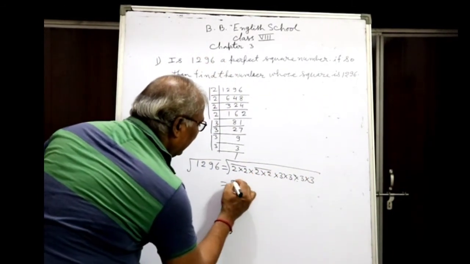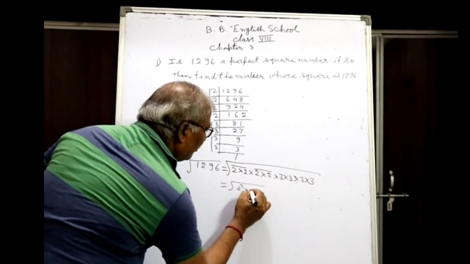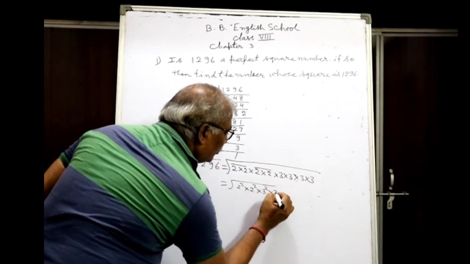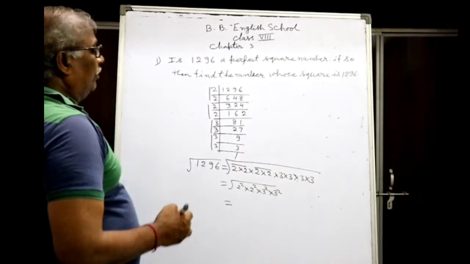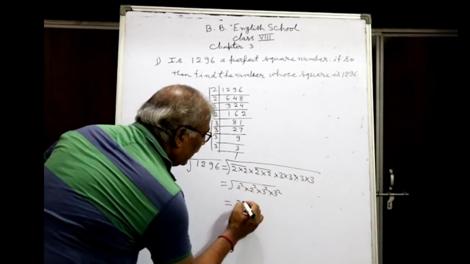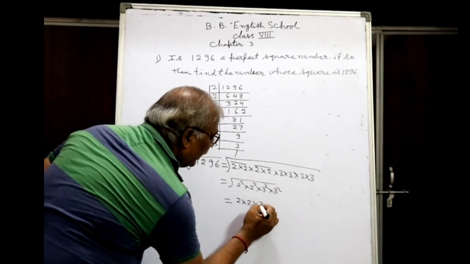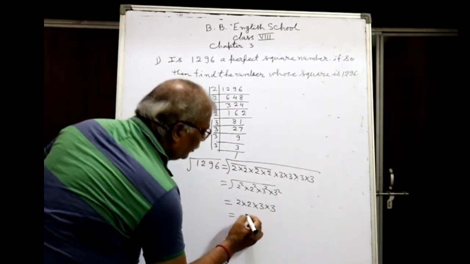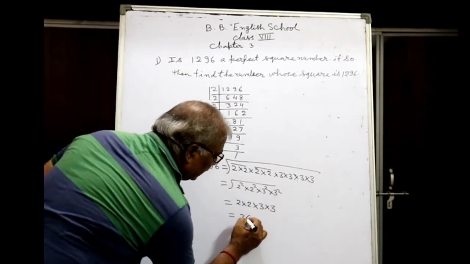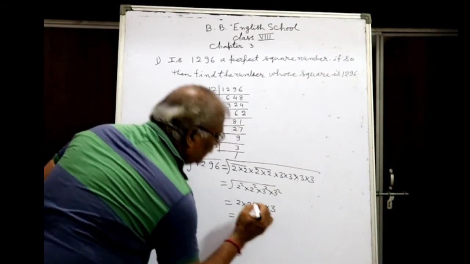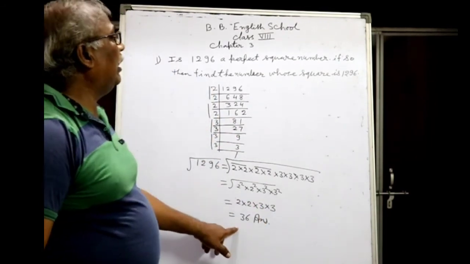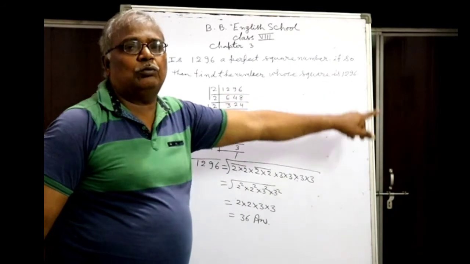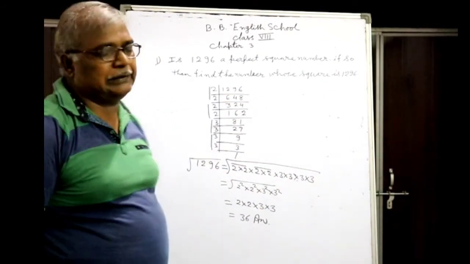Now we can write here 2 square into 2 square into 3 square into 3 square. Now we take out 1 times 2 here, again 2, and again 3 and again 3. 2 2s are 4, 4 3s are 12, 12 3s are 36. It is the answer. 36 is the required number whose square is 1296.